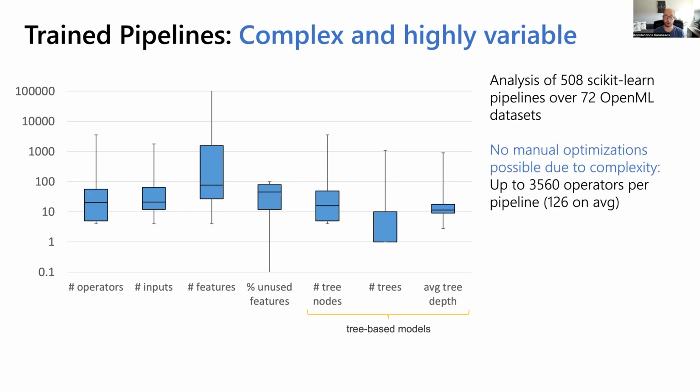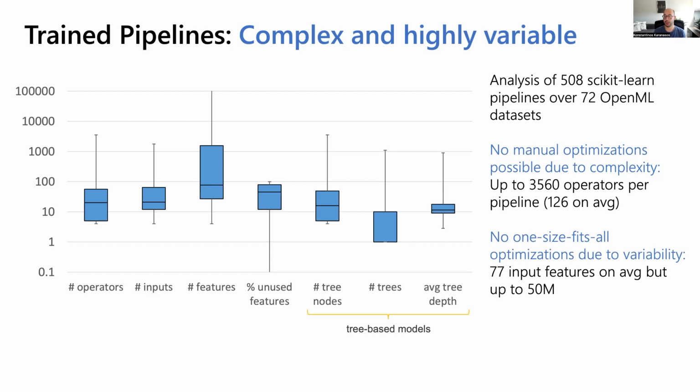First of all, it's not possible to manually optimize these queries because the trained models are really complex. They involve, on average, more than 120 operators, and some can have even more than 3,500 operators.